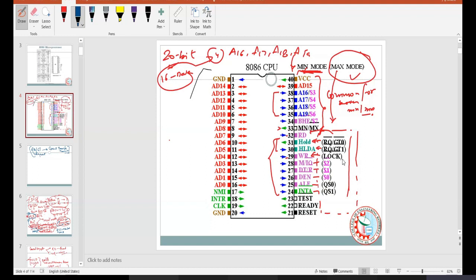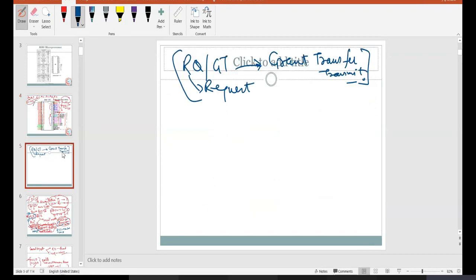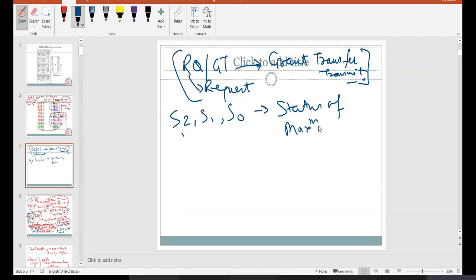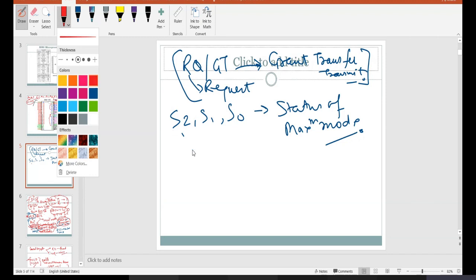Okay. Next is what we have, these three pink color pins. They are called S2, S1, S0. They are the status pins of maximum mode. That provides us the status of maximum mode. That means what is happening inside the maximum mode. What it is doing right now.